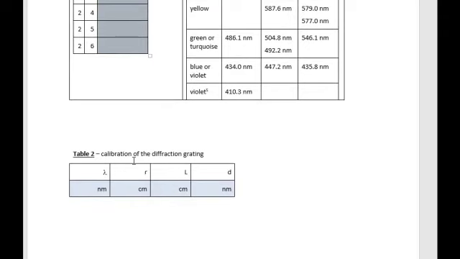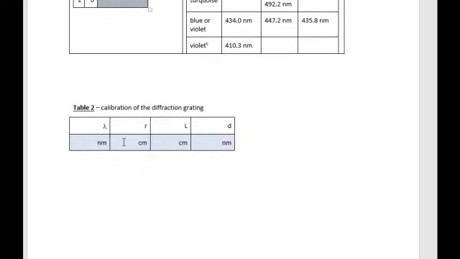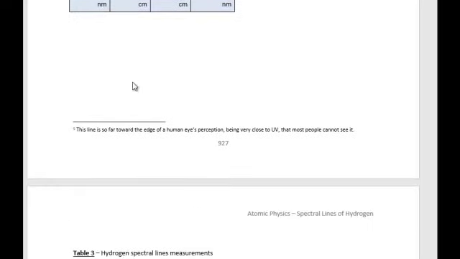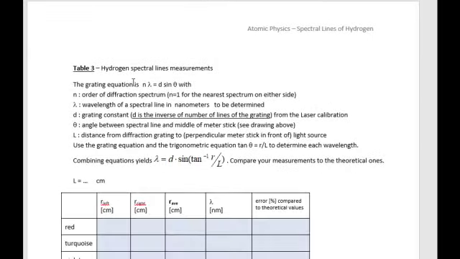This one is the calibration of the diffraction grating, and kind of here probably is where I put other stuff in. So this is what I'm going to do with the laser. Again, I already did that, so you can look at that and see which numbers I came up with. And then this one is actually the experiment.